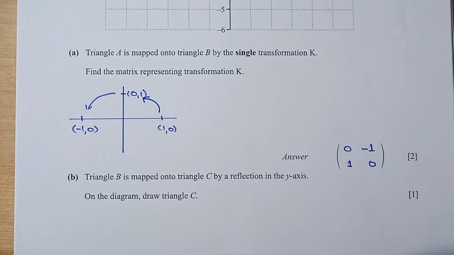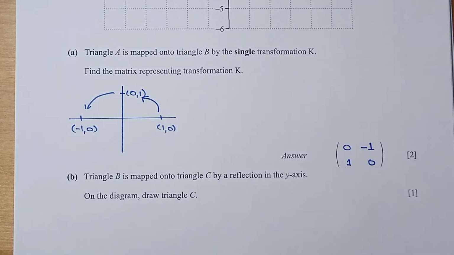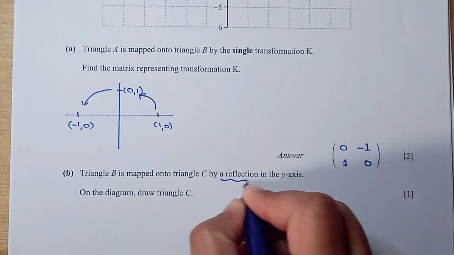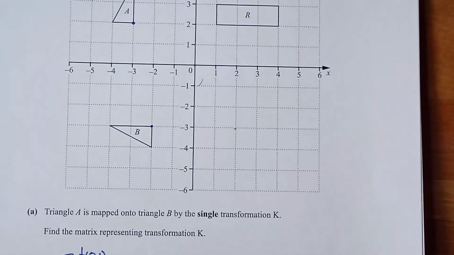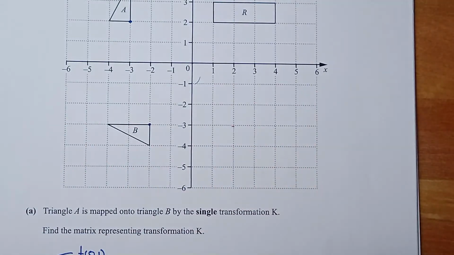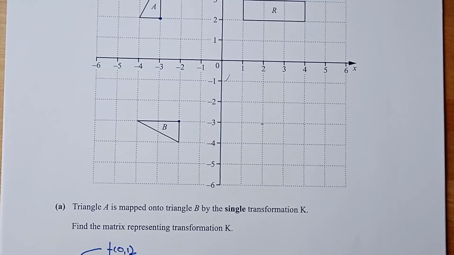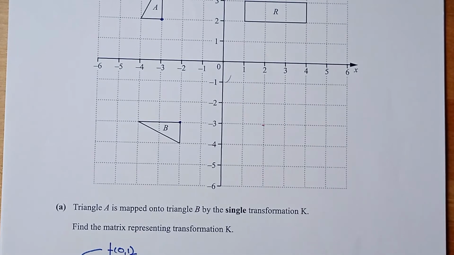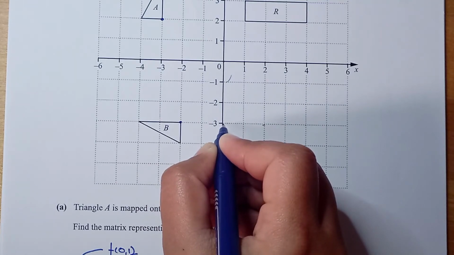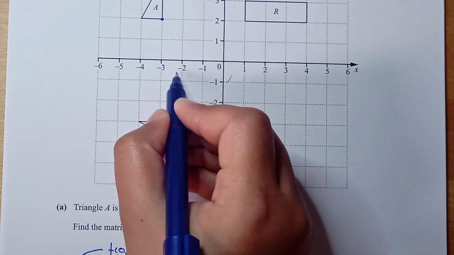Now for the B part, triangle B is mapped onto triangle C by reflection in the y-axis. On the diagram, draw triangle C. So we have a reflection in the y-axis. So this is the y-axis. When we have a reflection in the y-axis, we need to change the x coordinates and the y coordinate stays the same. The signs of the x coordinates are reversed. So here x is -2 and y is -3. The y stays the same, -3, but x changes to +2.